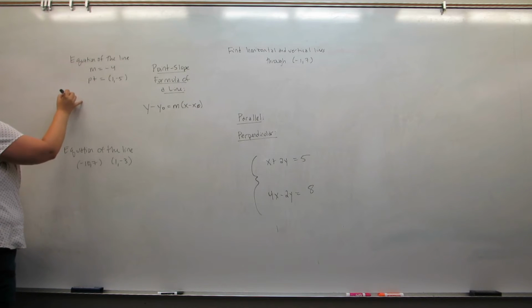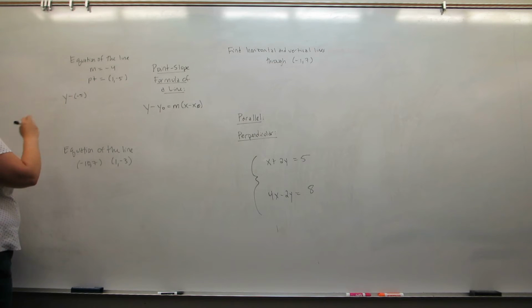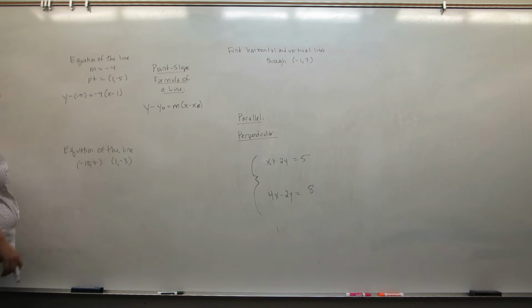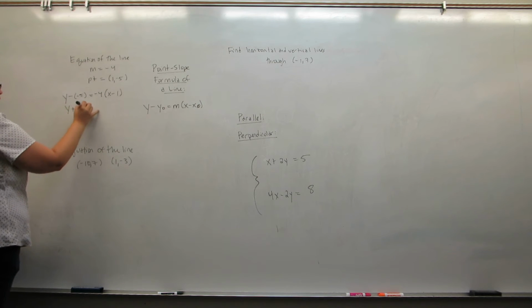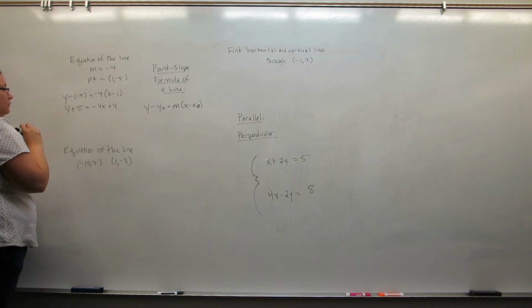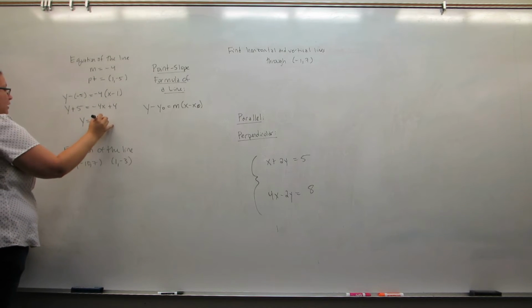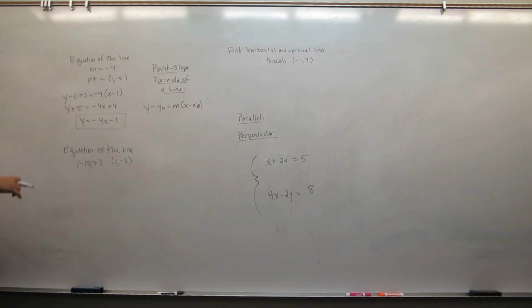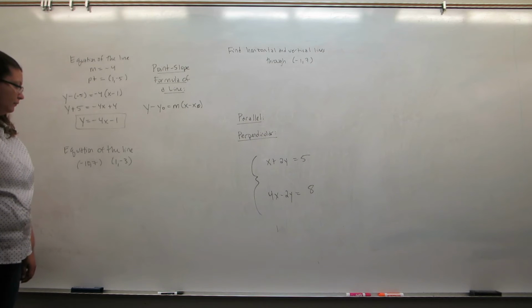So in this particular example, it's y minus the y coordinate equals the slope times x minus the x coordinate of the point. You should always clean this up. So y + 5 is -4x + 4, or y is -4x - 1. That gives me the equation of the line.